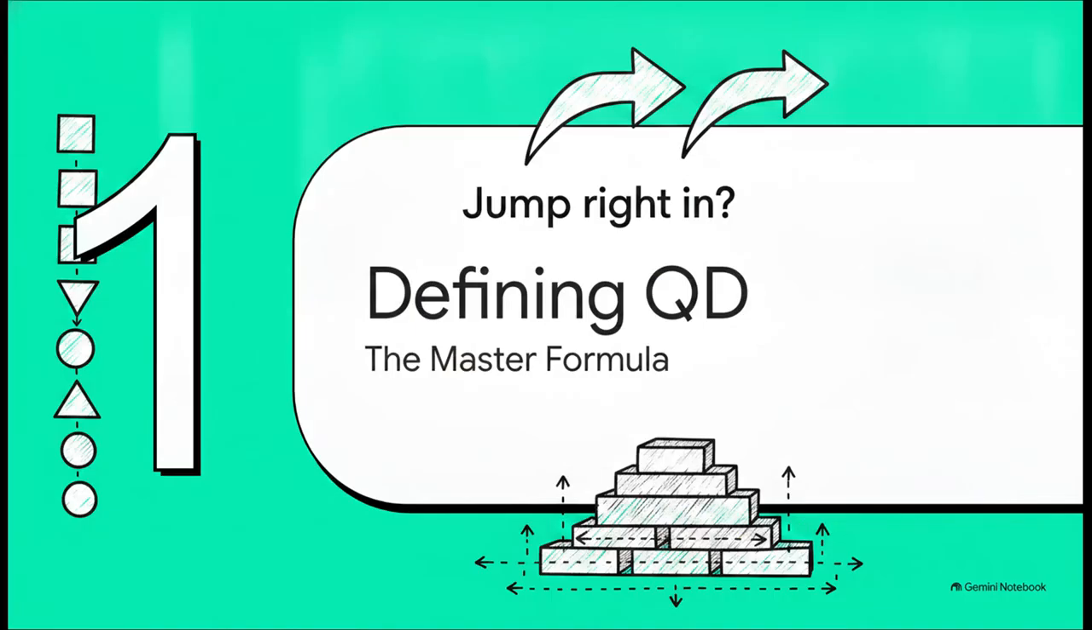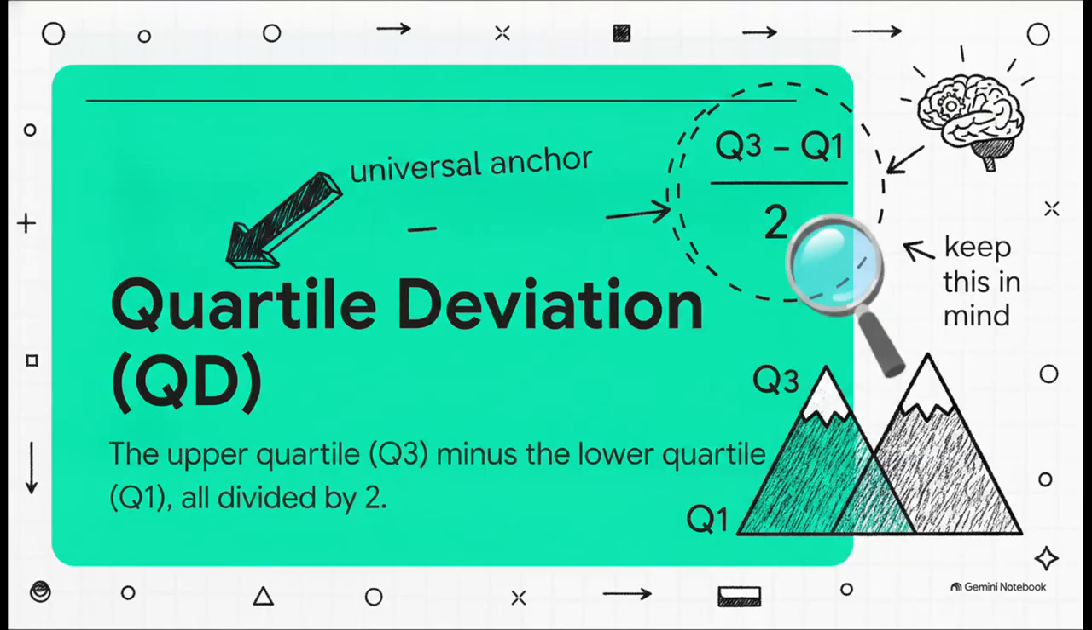All right, part 1, defining quartile deviation. Here is your absolute anchor for this entire explainer. Quartile deviation, or QD, equals Q3 minus Q1 all divided by 2. That's it. That's the master formula. Literally the whole game here, no matter how complex the data looks, is just figuring out how to find Q3, the upper quartile, and Q1, the lower quartile. Once you've got those two numbers, you just subtract them, cut the result in half, and you're done. Keep this formula in the back of your mind as we go.